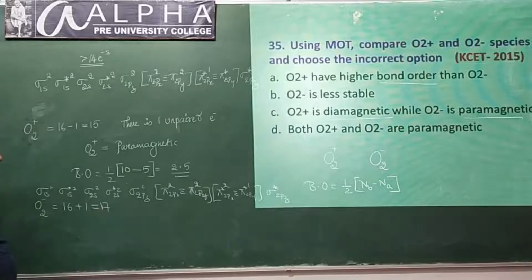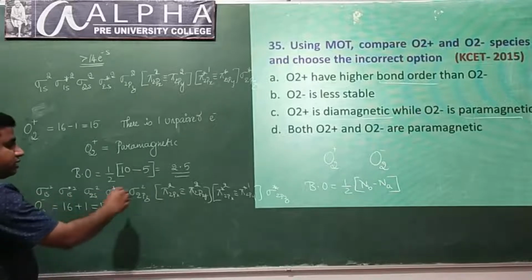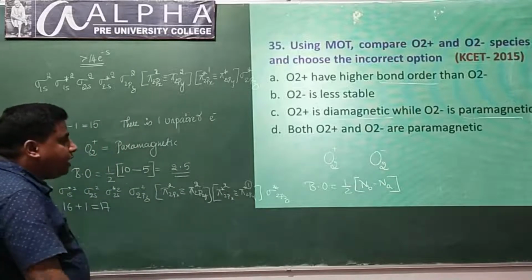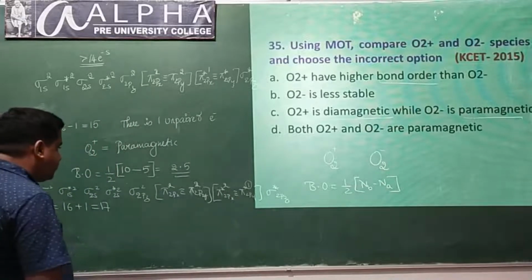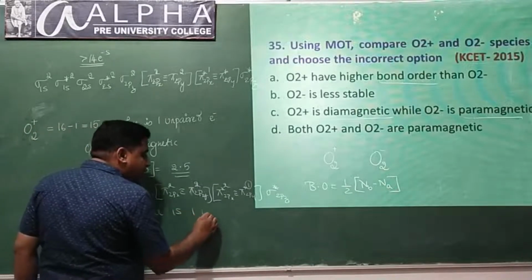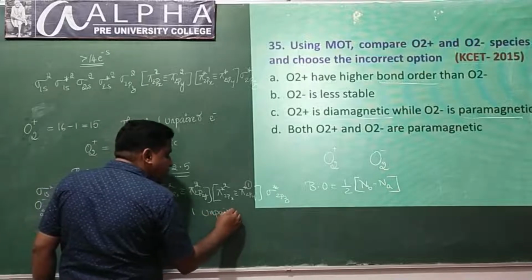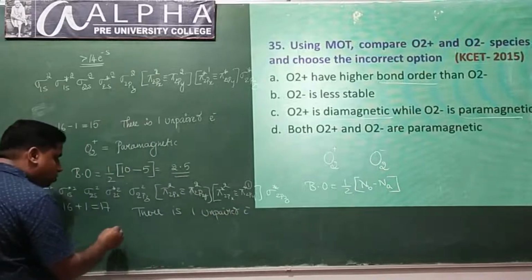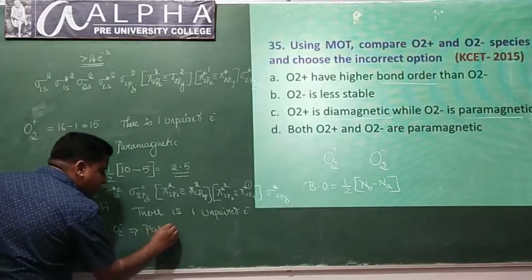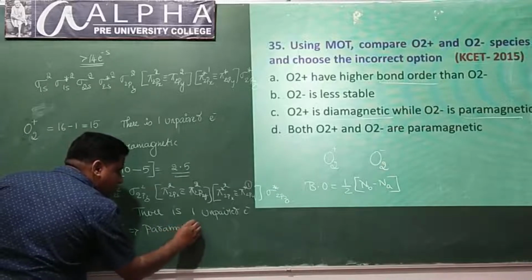Now just check. Even in O2 minus, which has 17 electrons, there is one unpaired electron. One unpaired electron means O2 minus is also paramagnetic.